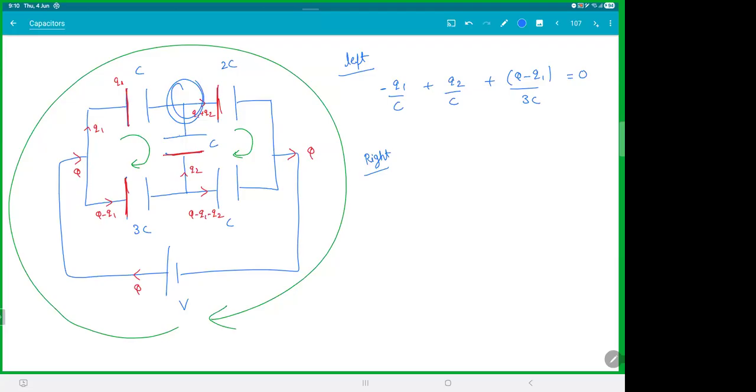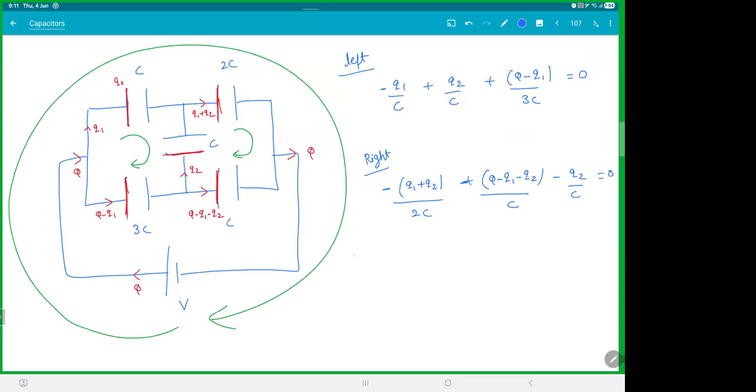If your starting point is different, you will get the same equation, but terms will be a little jumbled up. I'll start from here. I'm going to the right side. I'm going from positive to negative, minus (Q1 plus Q2) by 2C. Then I'm going through this guy. This is the positive plate. So plus (Q minus Q1 minus Q2) by C. Then I'm going from positive to negative. Minus Q2 by C is equal to 0.